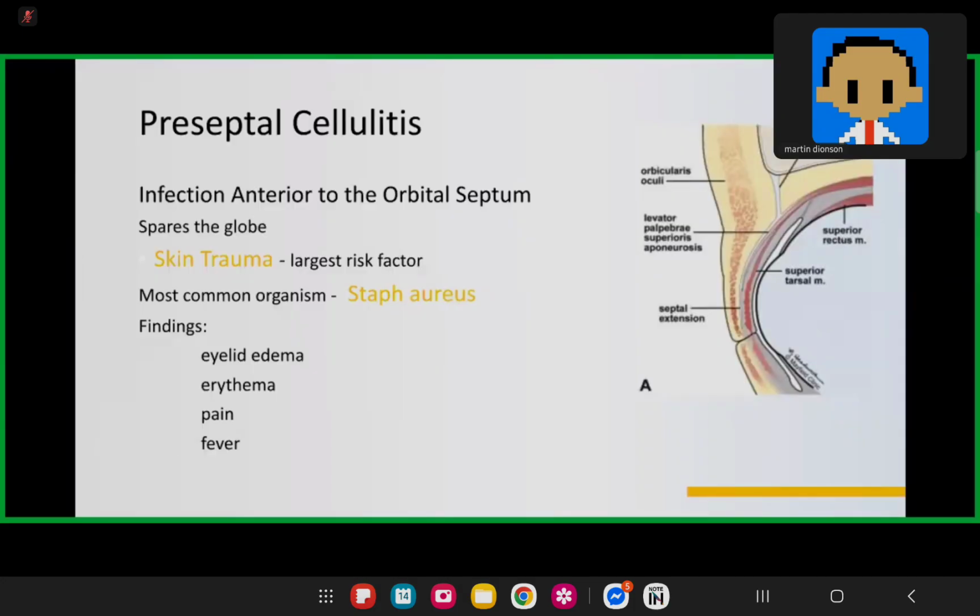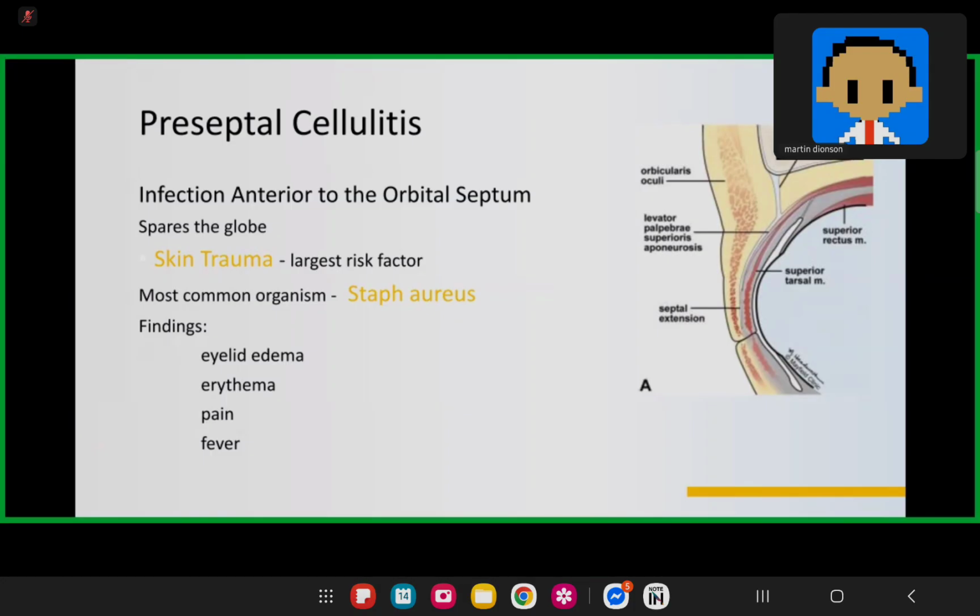Okay, so going back to the anatomy, always remember that the orbital septum is a very important structure. It prevents extravasation of blood and infections, and protects your posterior orbital structures. So preseptal cellulitis is different from orbital cellulitis. Preseptal means the infection is located anterior to your orbital septum. Since it's just anterior and your orbital septum is intact, it spares the globe.